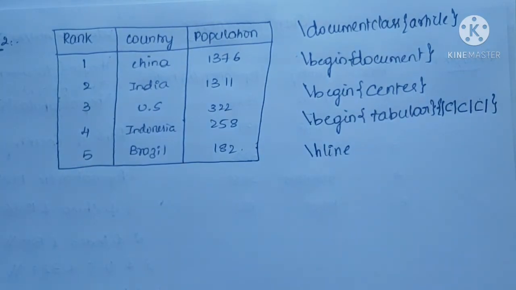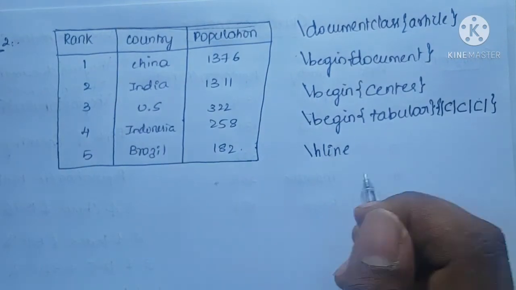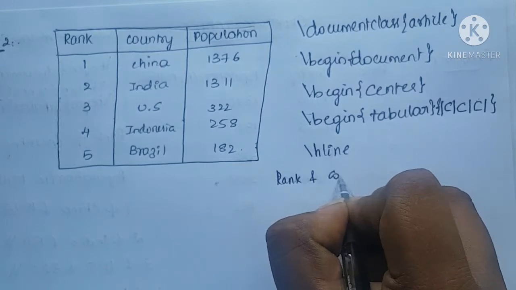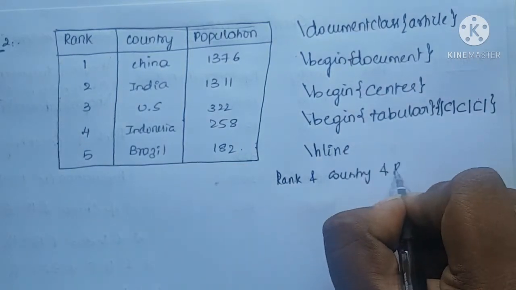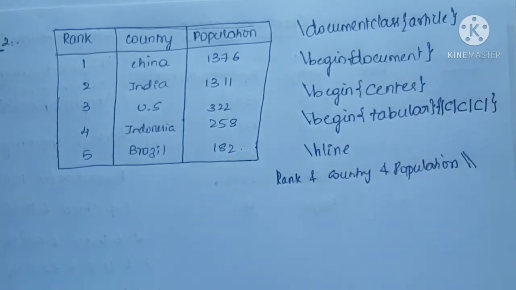Wherever we mention above a row, it is going to create a horizontal line. To get this line, the command is \hline. Now I am going to mention the row. What is the first row? Rank and country and population. That row is ending, so I am mentioning it by 2 backslashes.